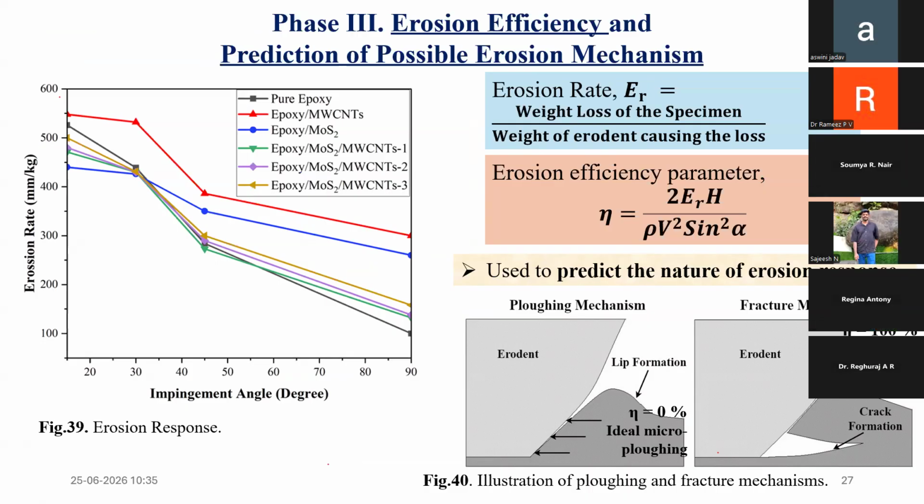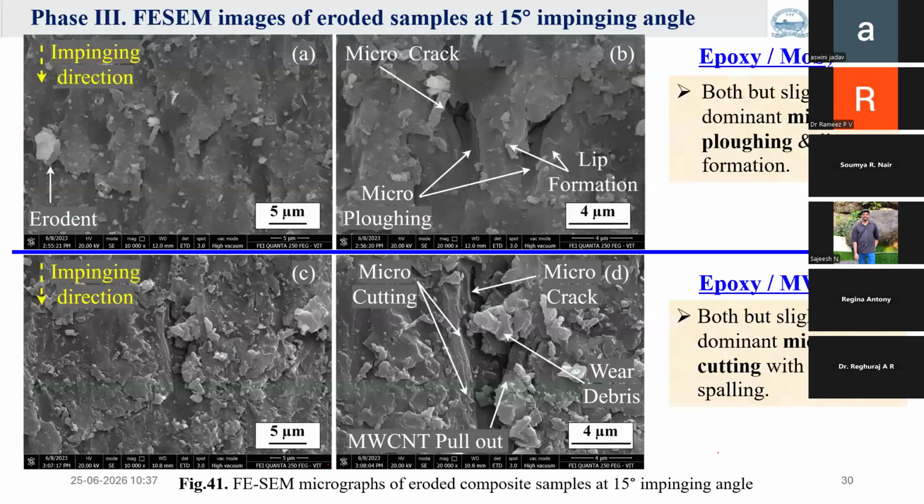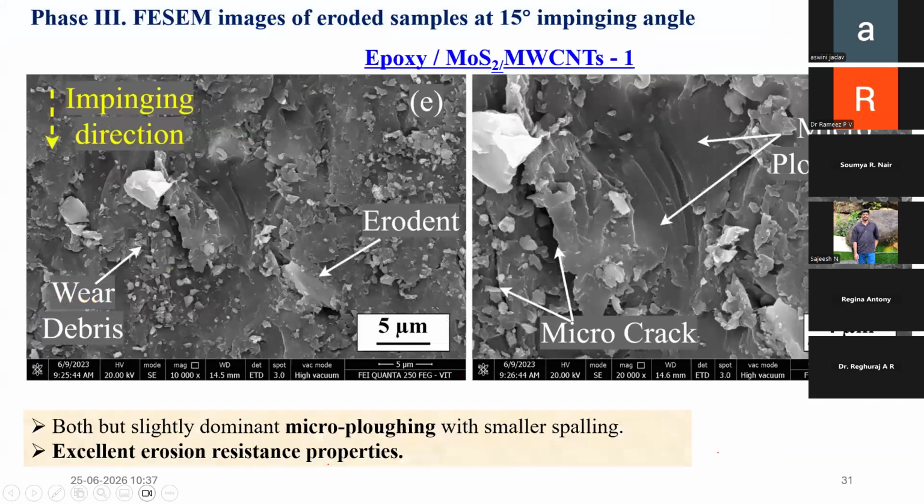You have to have a good idea about the FESEM images also at that time, because only in an FESEM image, FESEM means field emission scanning electron microscope, you will get an idea. This image is at a 15-degree impingement angle. What mechanism is actually happening? If it is a micro plowing mechanism, if it is a micro cutting mechanism, how your nanoparticle will affect. Those kinds of beautiful images you will only understand from FESEM analysis.